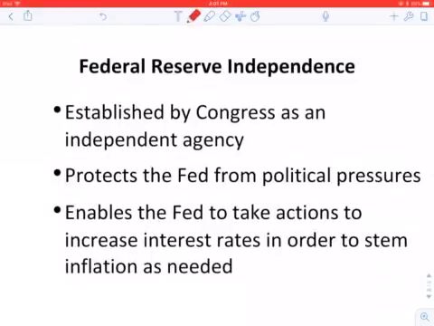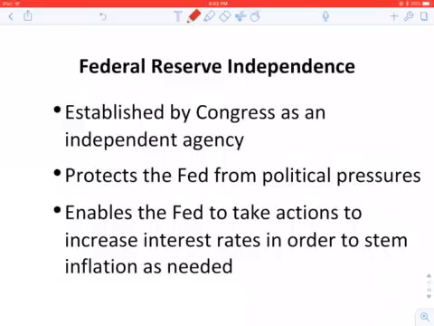So, it was established by Congress. It is not a part of the government. It is an independent agency, and that is designed to keep it out of pressure from politics. Sometimes that works really well. Sometimes it works a little bit less well.